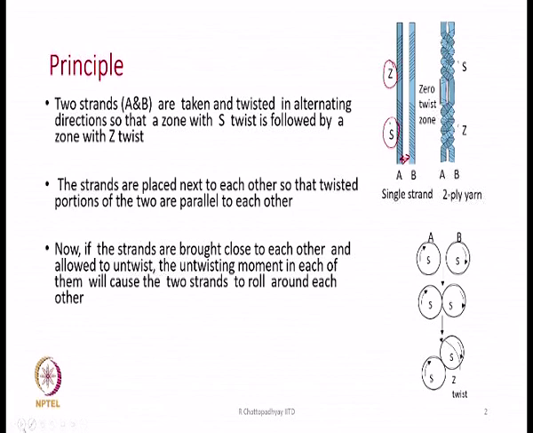So, there will always be an untwisting torque. Fibers will always try to come back to their original undeformed state. There is a natural tendency. Now, if we bring these two strands close to each other and create a situation so that they can untwist, in that case what is going to happen? The untwisting moment in each of them will cause the two strands to roll over each other.